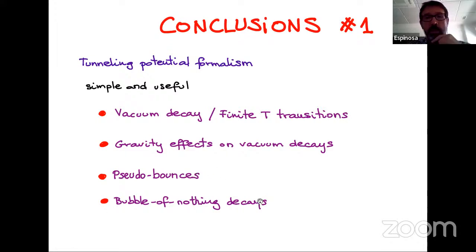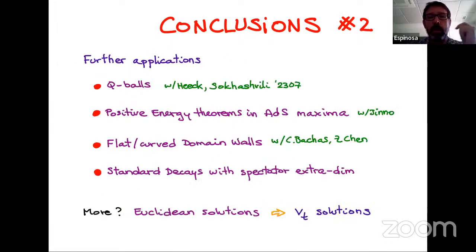There are other applications that I did not mention. Some are already finished, some are in progress. You can use this to describe the formation of cuboids, to discuss the positive energy theorems in anti-de Sitter maxima when you are interested in the decay not of an anti-de Sitter minimum, but an anti-de Sitter maximum. For describing flat or curved domain walls with gravity, and also for standard decays, not the BON ones, but the standard ones when you have extra dimensions also.